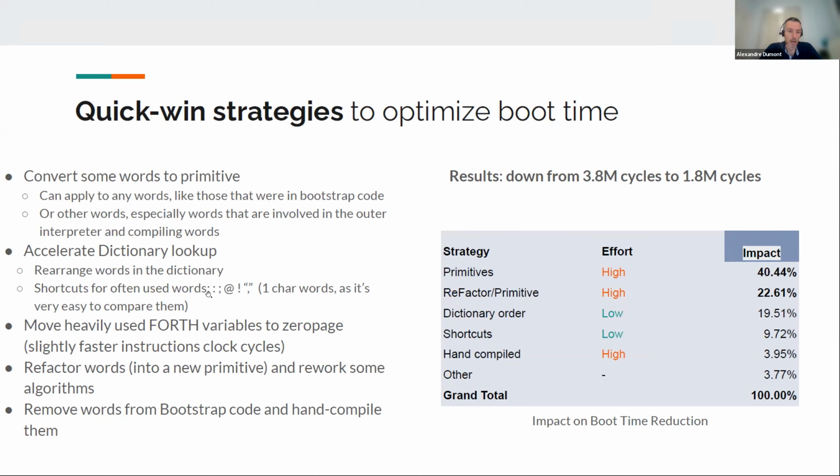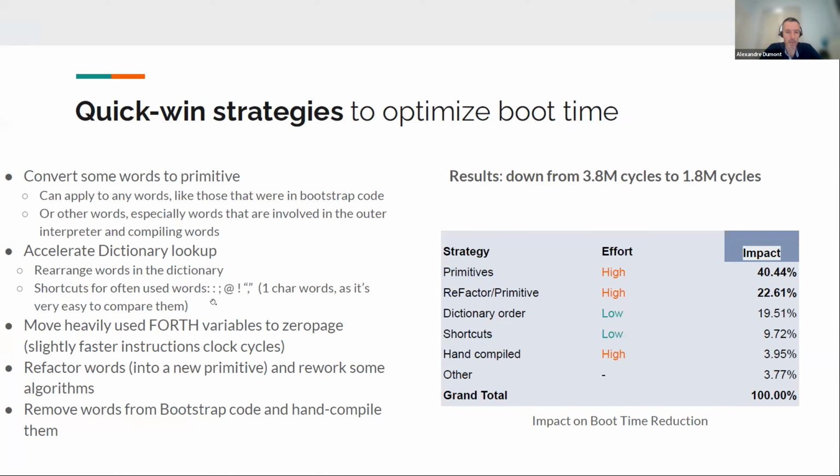Also, I thought, okay, there are some words that are used a lot and that are very small. So basically the one character words like colon, semicolon, fetch, store, comma are used quite a lot, and it's a waste of time to try to find them. So what I did was put some shortcut in my find implementation, and I just compare. If it's a colon, then the CFA is this one. So it was very fast.